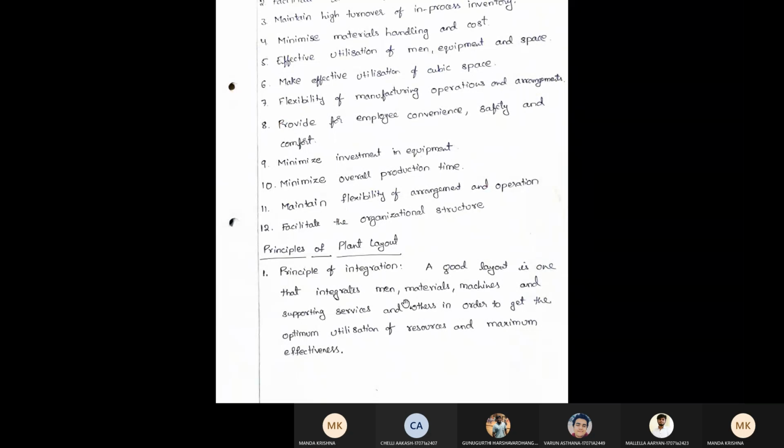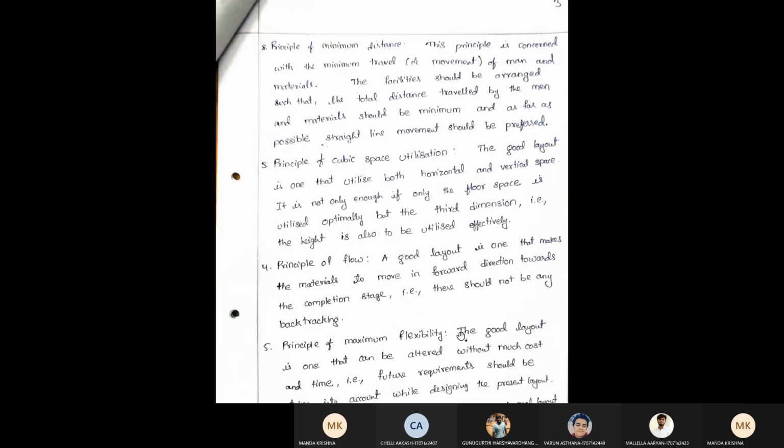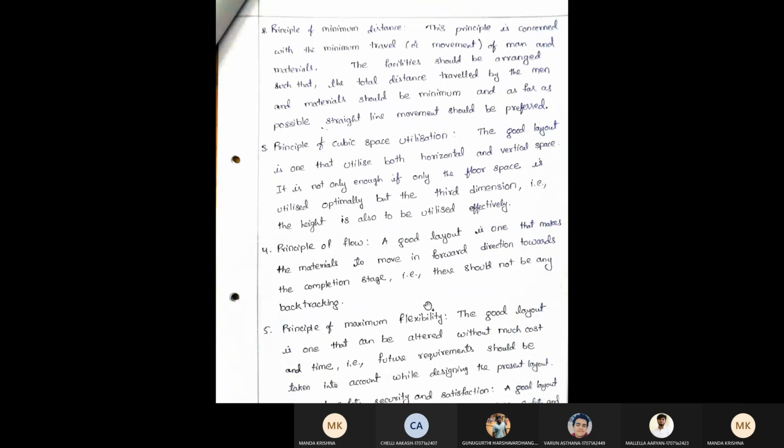Next, the principles. Principle of integration, integrating all the resources. Principle of minimum distance, the minimum distance from one equipment to another equipment, so that travel time will be reduced. Cubic space integration, utilizing the length, width, and height also, that is the third dimension. Principle of flow, we have to move in the forward direction, no backward direction, so that time will be reduced.